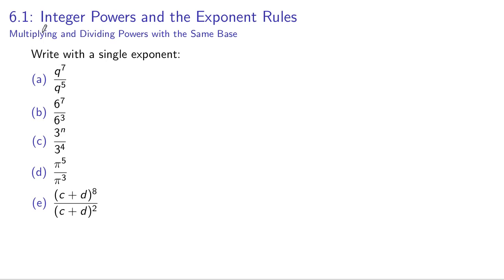Let's practice that. So q to the 7th over q to the 5th is equal to q squared, 7 minus 5. 6 to the 7th over 6 cubed is equal to 6 to the 4th, 7 minus 3. Here we have 3 to the n minus 4. Pi is just the number, so we have pi, 5 minus 3 is 2, pi squared. And here, these are the same base, c plus d, so we're left with c plus d to the 8 minus 2, which is 6th power.